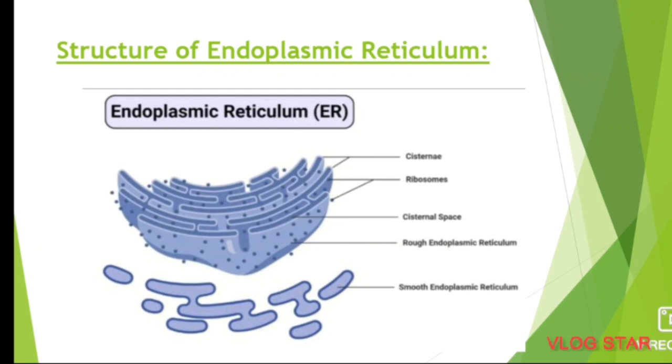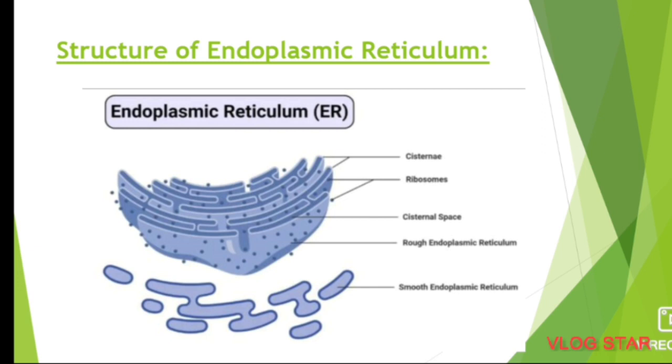The endoplasmic reticulum remains continuous with the plasma membrane, nuclear membrane, and Golgi complex. Based on the presence and absence of ribosomes, it is of two types: smooth endoplasmic reticulum and rough endoplasmic reticulum. Here you can see in the structure the smooth endoplasmic reticulum. It is without ribosomal particles, present mainly near the cell membrane, and mainly consists of tubules. It is formed from rough endoplasmic reticulum by the loss of ribosomes.